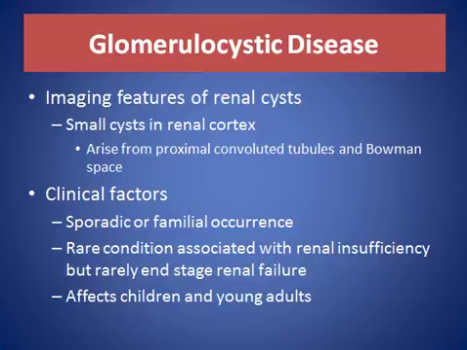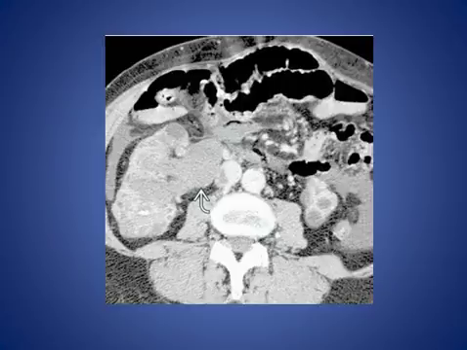It affects children and young adults. Here, this is a patient with axial contrast enhanced CT scan with multiple cysts involving both kidneys, and he is on dialysis with hematuria with an infiltrating mass, renal cell carcinoma, with the tumor extending to the renal vein and IVC.